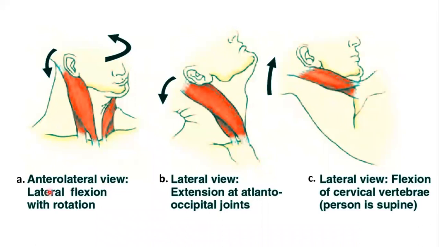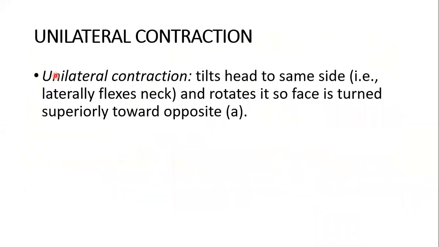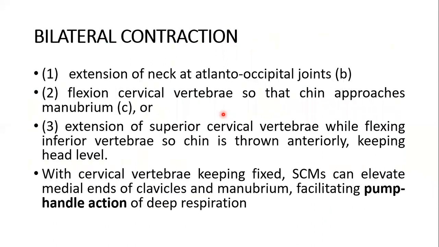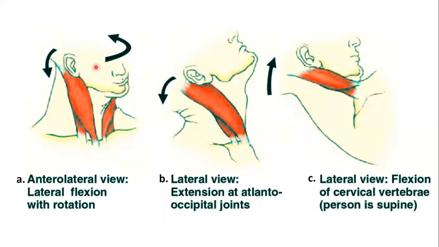This is the unilateral contraction. What will it bring about? You see these arrows. This will cause a lateral flexion, right? And also the rotation. You see this would be the lateral flexion, and this would be the rotation. You read the text: tilts head to the same side, laterally flexes neck, and rotates the face. It turns superiorly towards the opposite side. So rotation is to the opposite side.